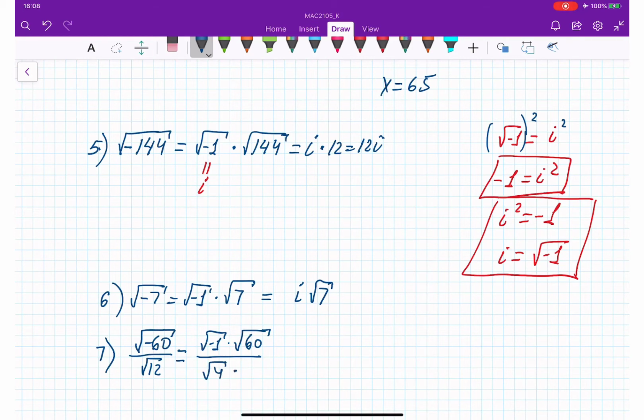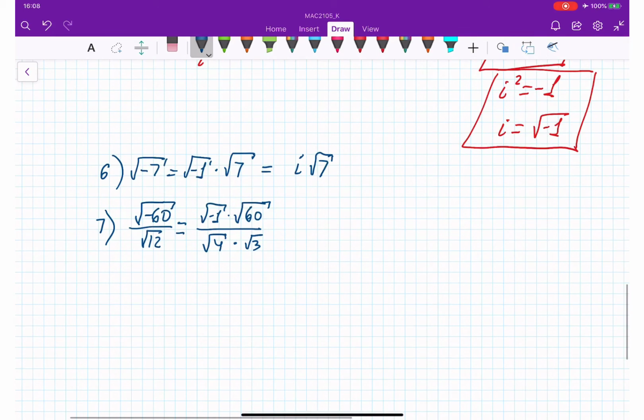I can break down square root of 12 into square root of 4 and square root of 3, right? Okay. Now, why did I break down into 4 and 3? Because I can take square root of 4, it's 2. If I would break down, let's say, square root of 6 and 2, then I couldn't take anything out of the square root. Okay, that's why you are going to break down into terms that you can take some square root of. All right, so square root of negative 1 is going to be i. Square root of 60, how much is going to be square root of 60?